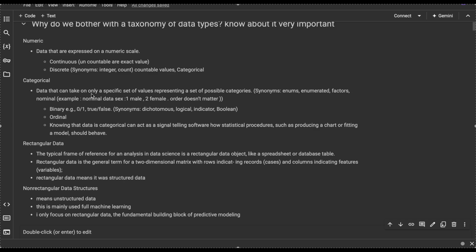And binary is one of the formats, like zeros or ones, or true or false. And the other one is ordinal. Knowing the data is very important and crucial for processing statistical information, which often involves procedures like charting and filtering.